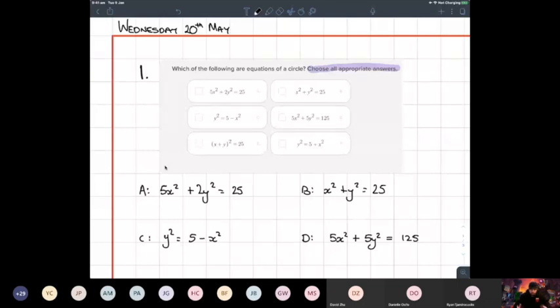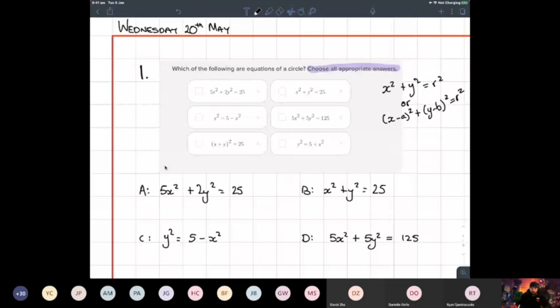If we look at option A, which was 5x squared plus 2y squared equals 25, that doesn't quite fit our idea of a circle, which is x squared plus y squared equals r squared, or more generally, (x minus a) all squared plus (y minus b) all squared equals r squared. Option A doesn't fit one of those two. So I'm not quite sure if it's a circle. I'm just going to leave option A, and we'll come back and answer it in a second.